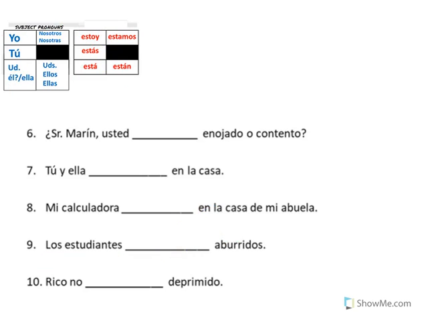And finally, number 10. Rico! I mean, that's just a boy. That's a boy's name. Rico, no está deprimido. He's not depressed. So, Rico is one boy, right there. Because it's not yo, it's not tú, it's not more than one. Bam, bam, no, no. Está. Rico, no está. Rico is not. That's it. Done.